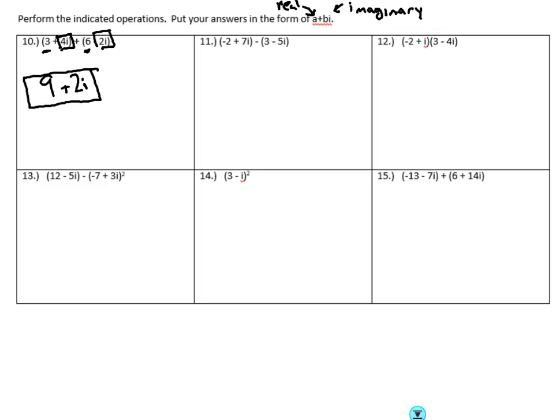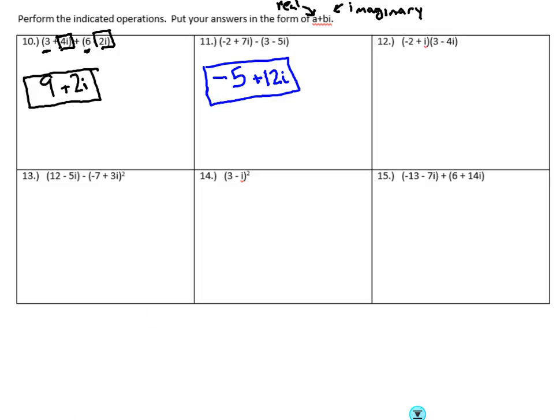Same thing when we subtract complex numbers together. Negative 2 minus 3, that's negative 5. 7i minus negative 5i becomes positive 12i. That's the final solution.